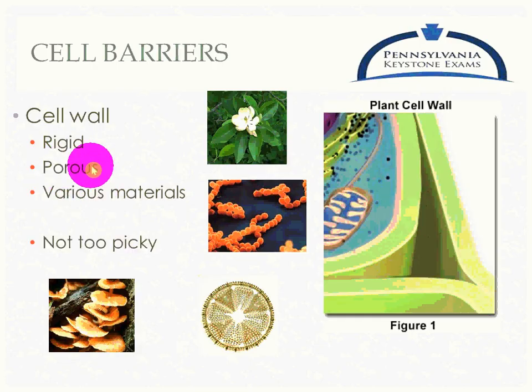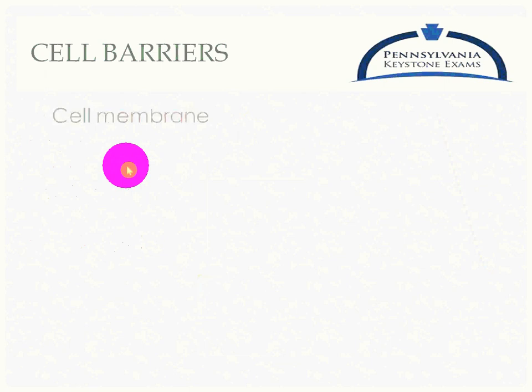Because they are porous and have holes in them, cell walls tend to not be terribly picky, meaning basically if an item can just fit right through that cell wall pore or hole, it's able to pass through. In addition to cell walls, we have a cell membrane.